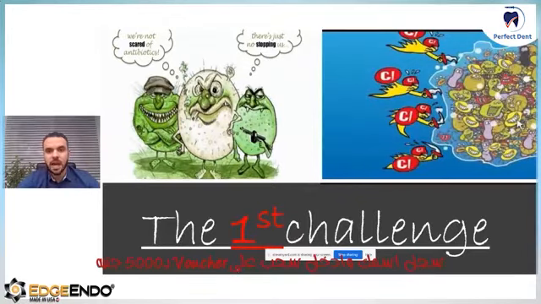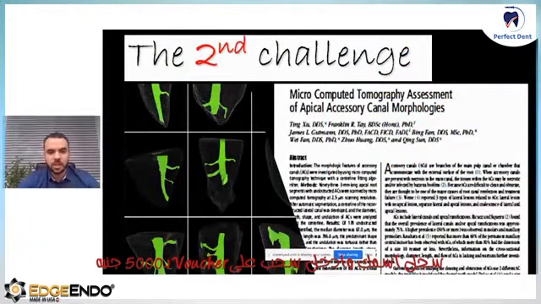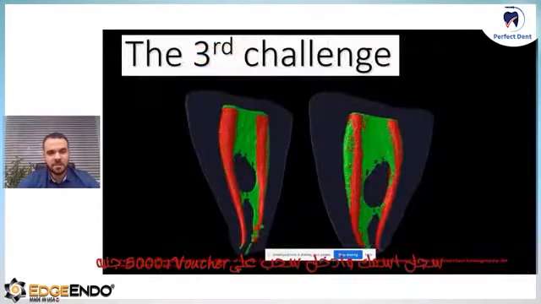A mass of bacteria adherent to each other and excreting an external polymeric matrix, which resists most antimicrobial agents. Second, the challenge: we have morphological and anatomical variations of the root canal system, especially in the apical third, but along the root canal system. This anatomical variation is one of the challenges in how to deep clean these variations and how to fill these spaces. The third challenge: the files, either rotary or manual, don't touch almost the canal wall.